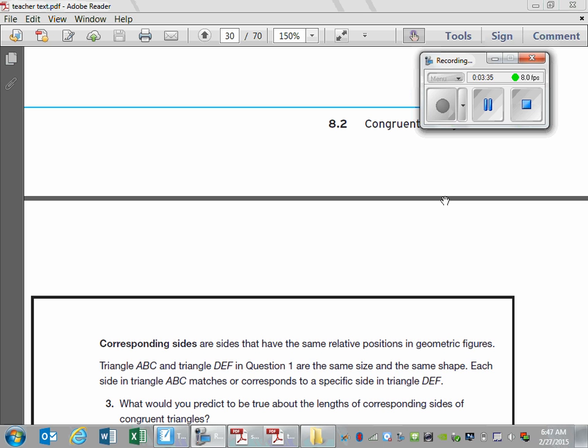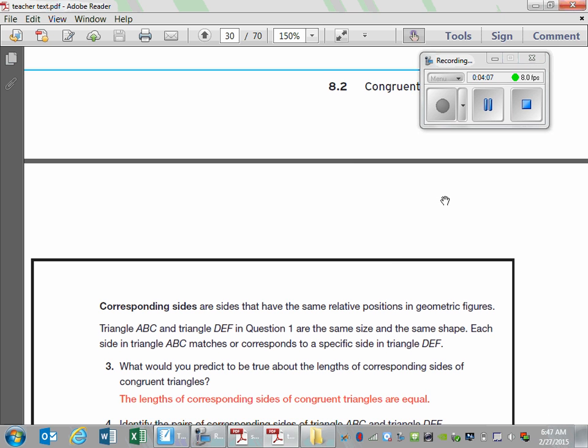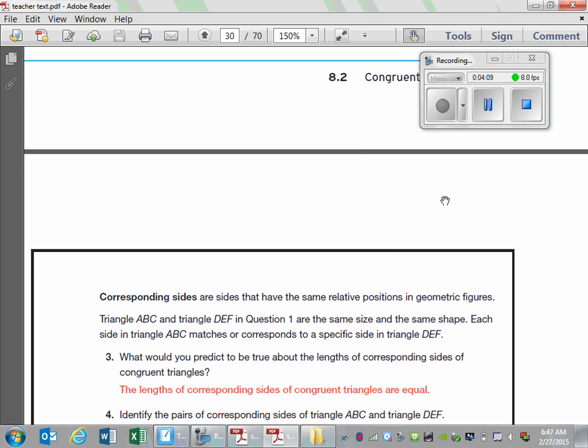Next page, corresponding sides are sides that have the same relative position in geometric figures. Triangle ABC and triangle DEF in question 1 are the same size and the same shape. Each side in triangle ABC matches or corresponds to a specific side in DEF. What would you predict to be true about the length of the corresponding sides of congruent triangles? So just a second ago I had a 7, 8, and a 10.6. And then the one I moved was a 7, 8, 10.6. So they are congruent.